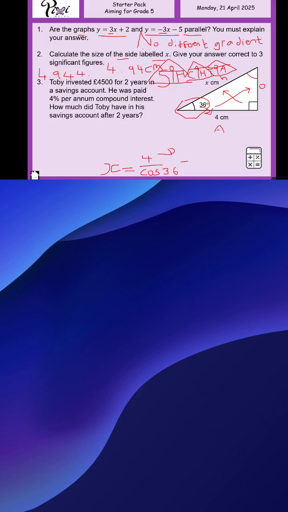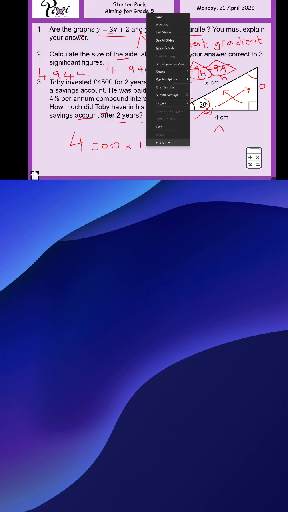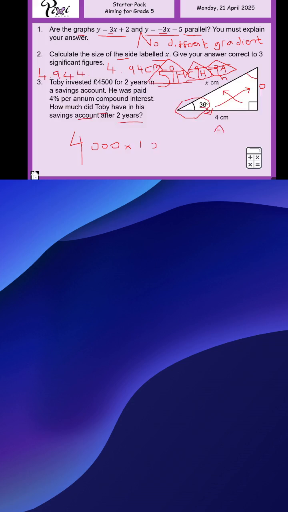So question number 3. Toby invested £4,500 for 2 years in a savings account. He was paid 4% compound interest. How much did Toby have in his savings account after 2 years? So we're gonna have 4,000. We're gonna multiply that by the percentage or decimal multiplier. That's gonna be 1.04, because it's 100% plus 4%, which makes it 104%. Then that will be 1.04, to the power of 2.